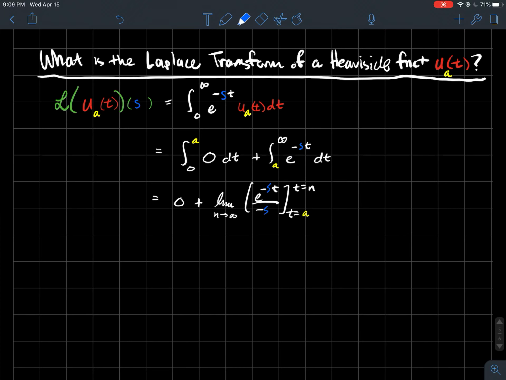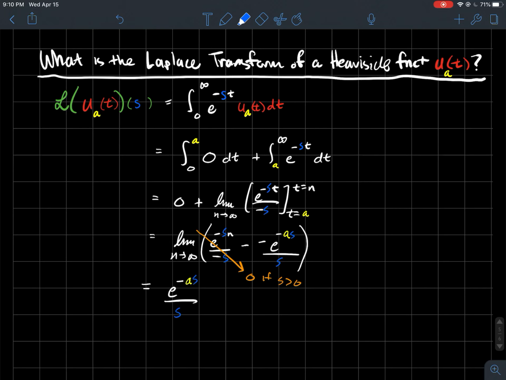And now when we plug in our values for t, so t equals n minus what you get when you plug in t equals a, looks like this. And what do we take a limit of with respect to n? Well, n's only in this one. And what do I know? I know that that piece will go to 0 as long as s is a positive number. Because if s is positive, then that guarantees me that that exponent is all negative, so it should go to 0, right? An exponential with a negative exponent goes to 0. And so all you're left with is positive e to the minus as over s.